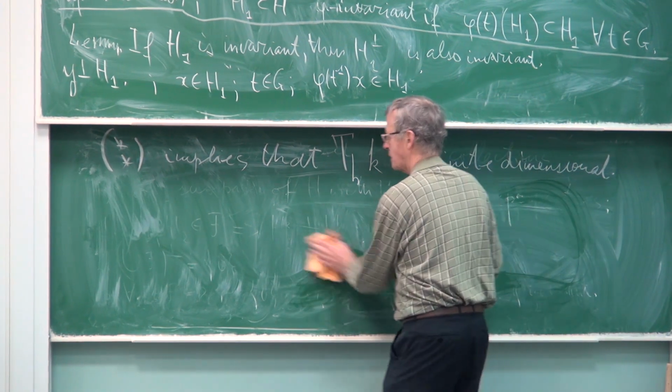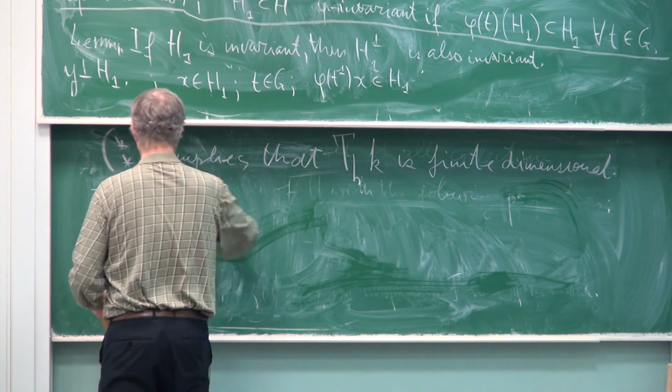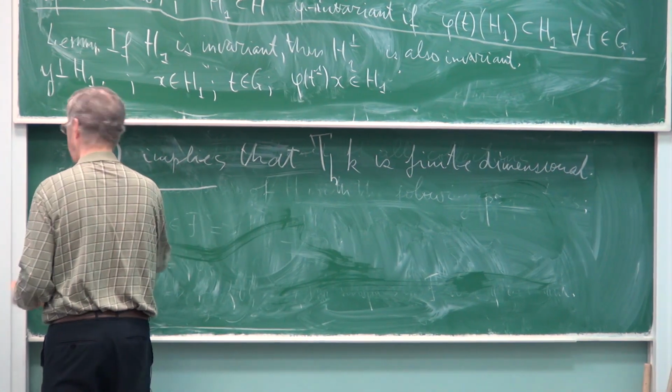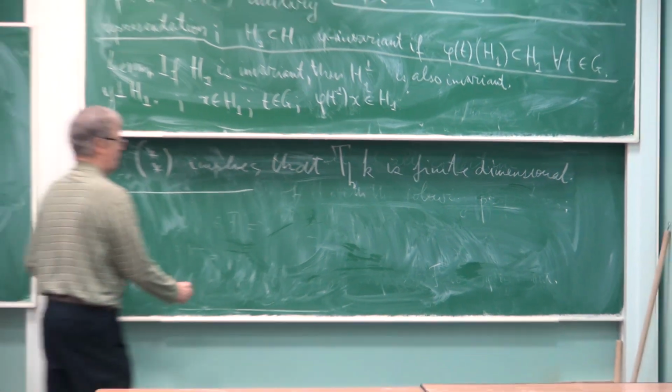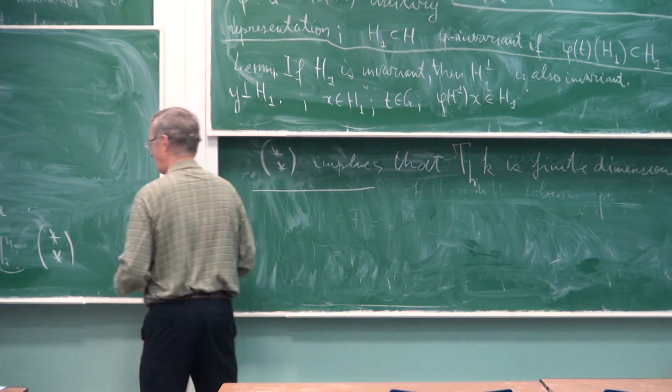We have already done this, but I remind you how this is done. Simply, we use the fact that K is finite dimensional, H is finite dimensional.